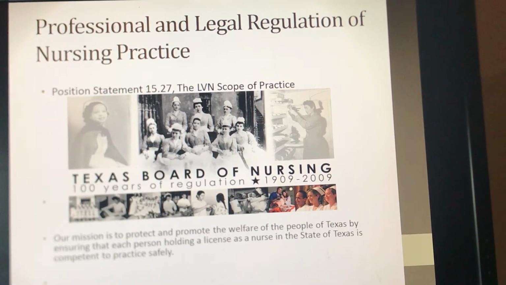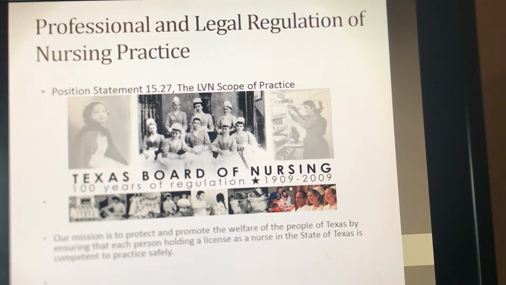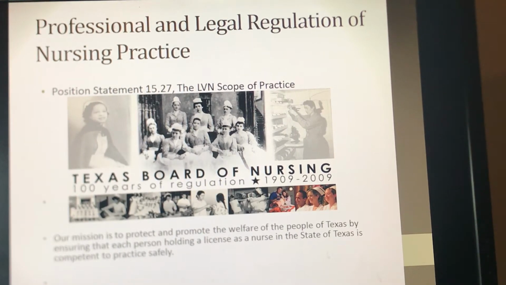On the Board of Nursing website, you can also find the RN scope of practice if that is the direction you are going to end up going into. But you want to understand what the LVN scope of practice means. When you're providing nursing care at the bedside, there are scopes of practice that you are held accountable for.